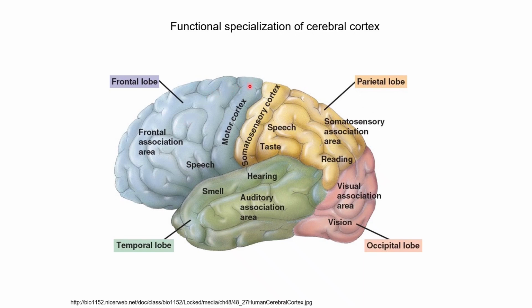Note that there are two strips here. This one is called the motor cortex. It is part of the frontal lobe, and the somatosensory cortex is part of the parietal lobe. These are involved in getting signals from different parts of the body in the case of somatosensory cortex, and controlling different parts of the body through the motor cortex.